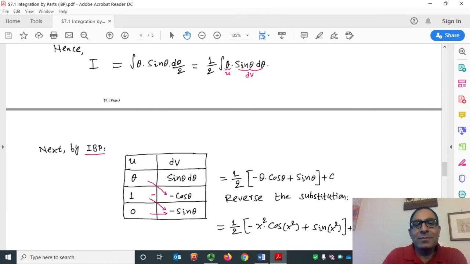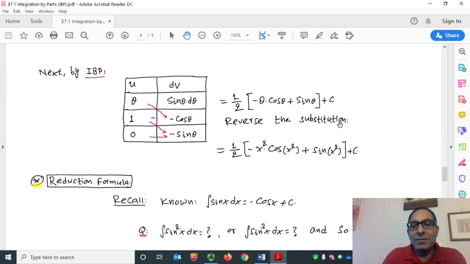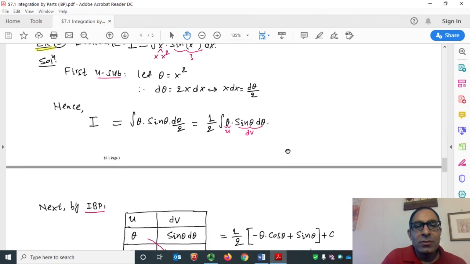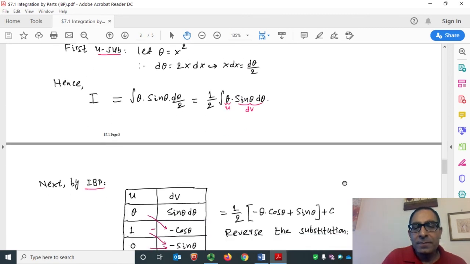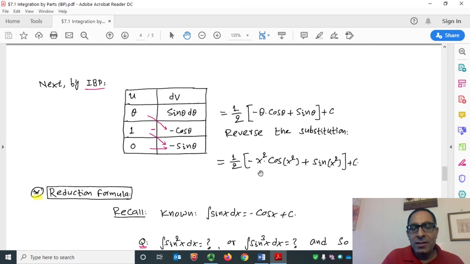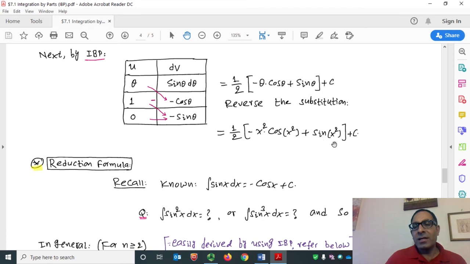Great. Now finally reverse the substitutions. Our substitution was theta equals x squared, so the last line, 1/2 as it is, minus theta is x squared, so minus x squared times cosine x squared plus sine x squared plus c. That's our final answer. Great.